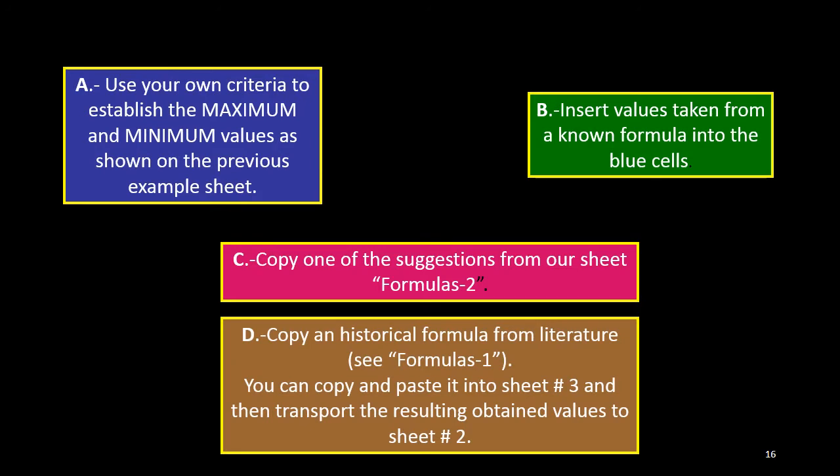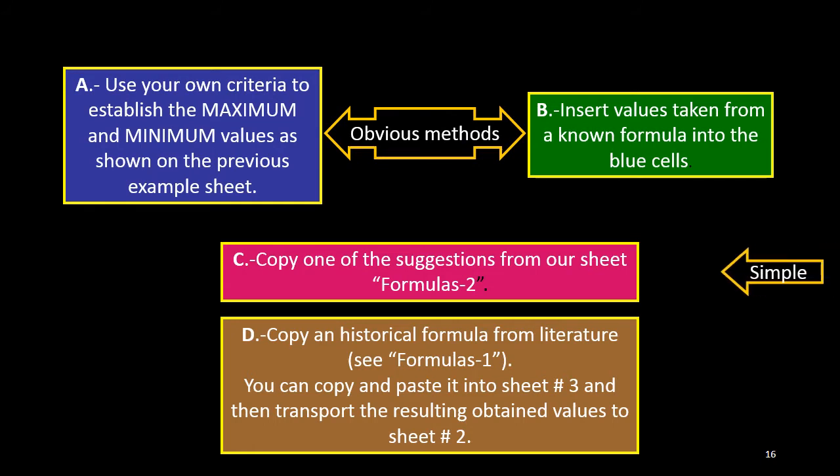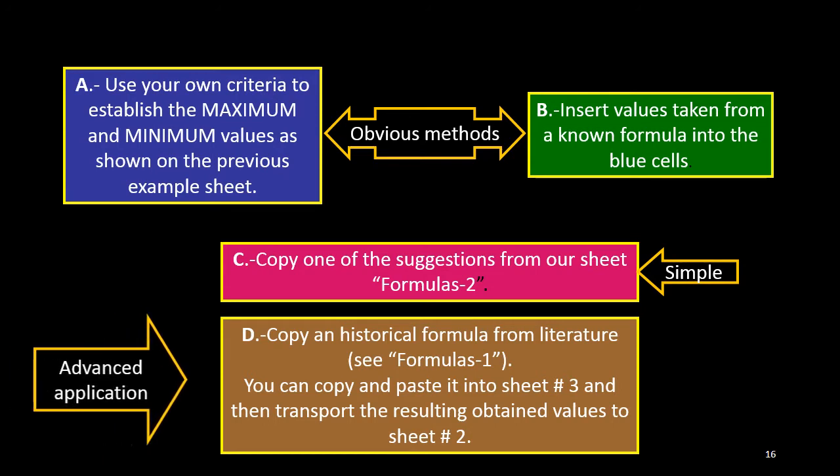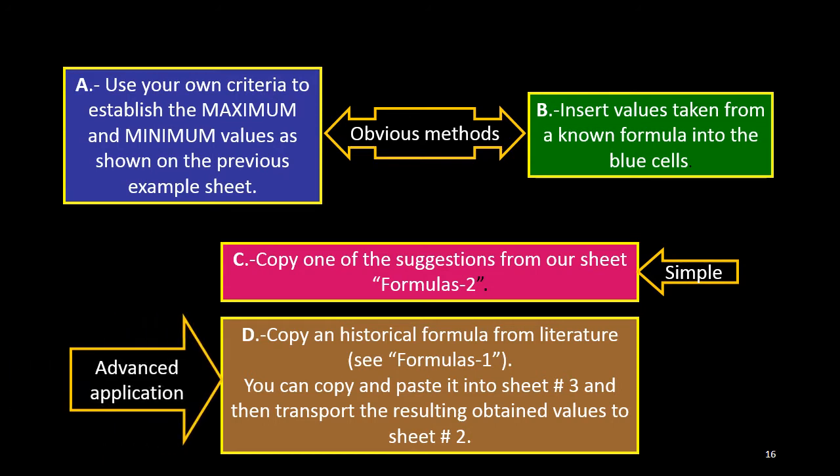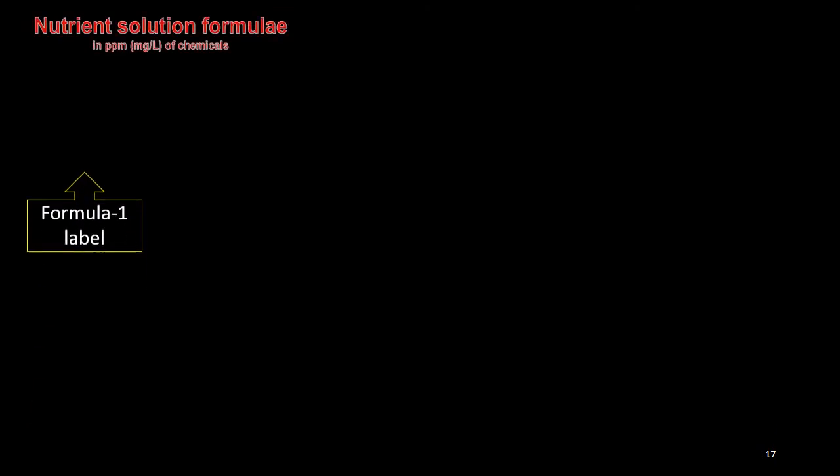See Formulas 1. You can copy and paste it into sheet number 3 and then transport the resulting values obtained to sheet number 2. Options A and B are obvious methods. Option C is a simple method. Option D will probably require a more advanced application. Let's see an example of the last case.